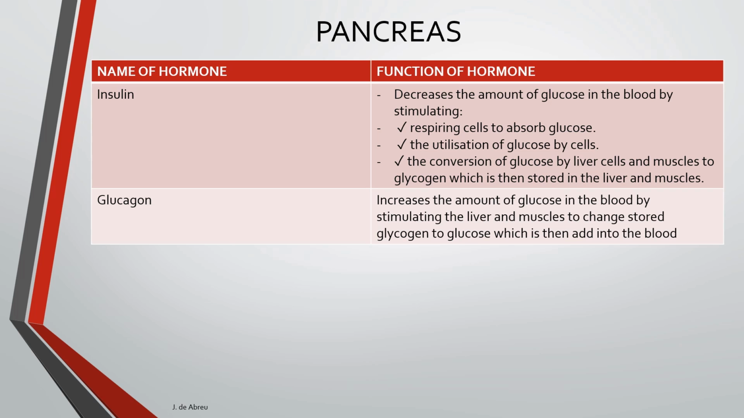Number one, it stimulates respiring cells to absorb glucose. Now, why would respiring cells need glucose? If they are respiring cells, it means that they are undergoing cellular respiration. And one of the requirements for cellular respiration is glucose. Cellular respiration is the breakdown of glucose to release energy. So it stimulates the respiring cells to absorb this glucose. And then these respiring cells utilize the glucose, which is now the second thing. So the utilization of glucose by cells. And obviously cells can only utilize the glucose if they have absorbed the glucose.